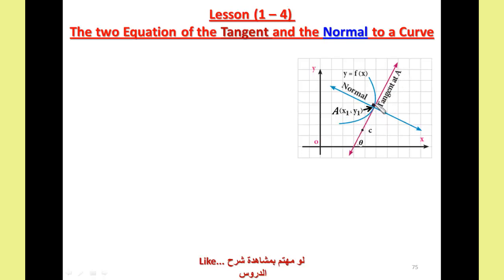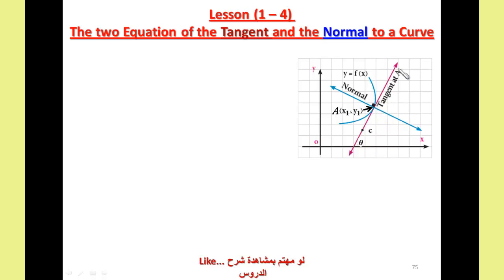This straight line is called a tangent and the perpendicular to the tangent is called the normal. So the required is to find the equation of the tangent and the equation of the normal. The tangent is a straight line. Also the normal is another straight line. So to find the equation of the tangent, you must know how to find the equation of any straight line. The equation of a straight line depends on its slope and a point lying on this straight line.